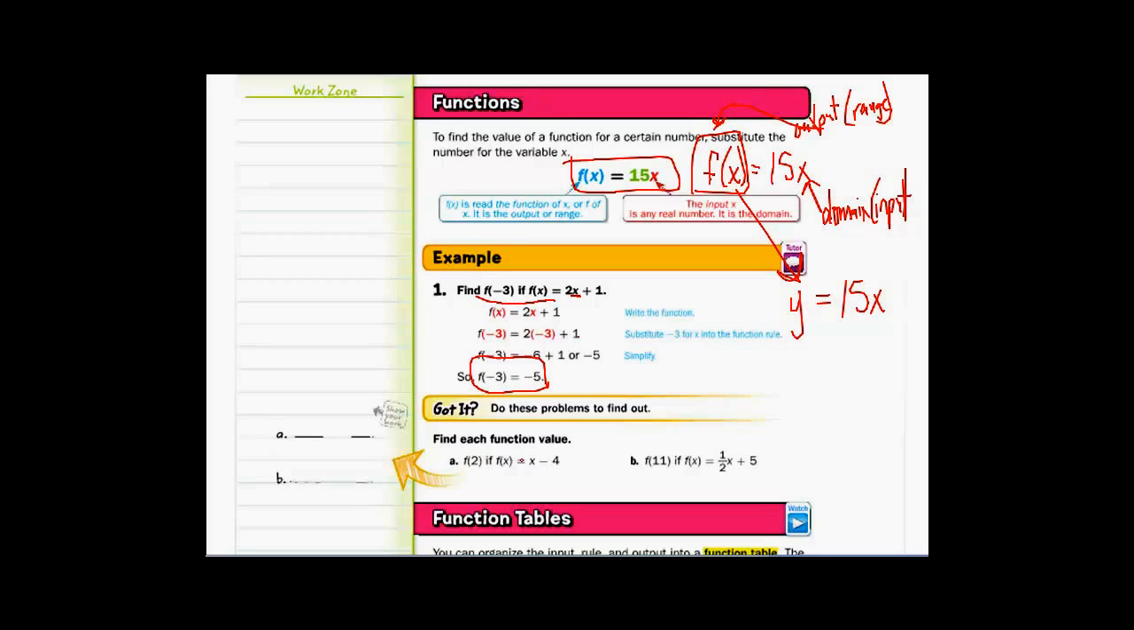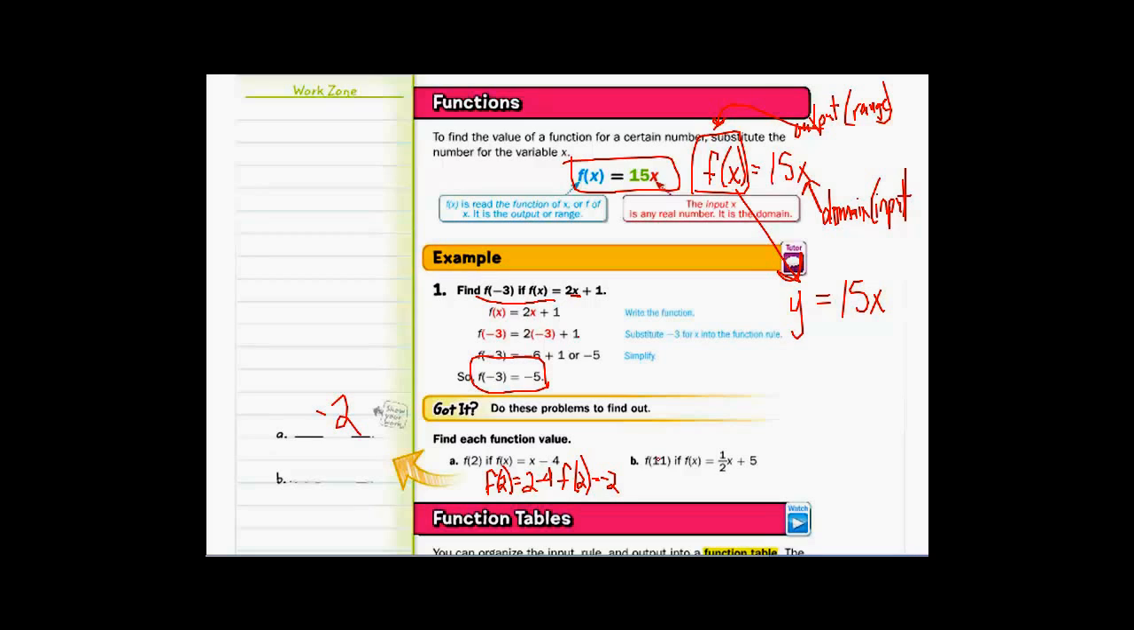So we are replacing all the x's with the 2. So f of 2 is equal to 2 minus 4. So that means f of 2 equals negative 2. Okay, so negative 2 is your answer.